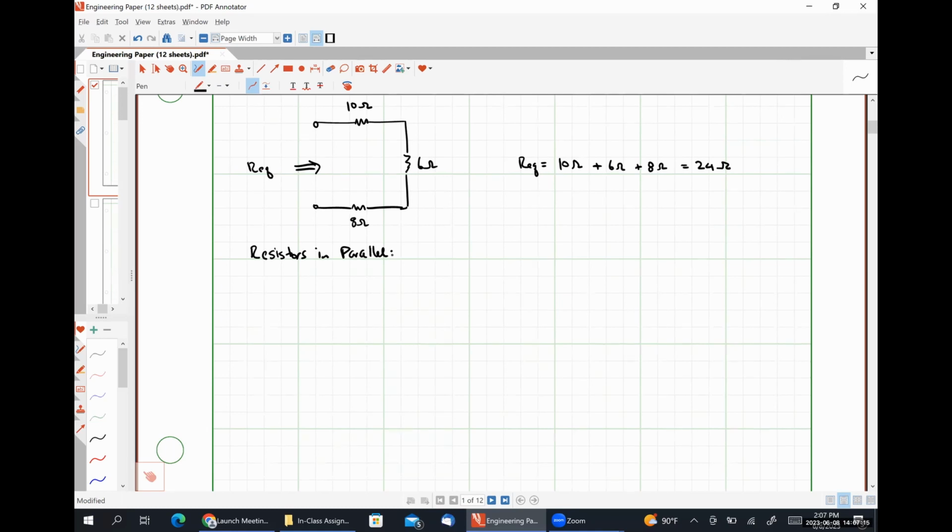So we're going to have a similar situation. We're going to have a network containing multiple resistors, but this time they're going to be connected in parallel. So let's have R1, this guy R2, and we're going to extend this out for n resistors in parallel. So this will be R sub n.